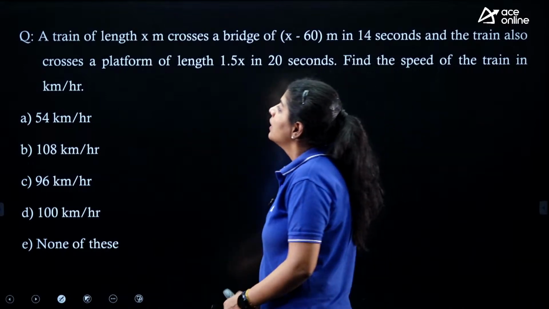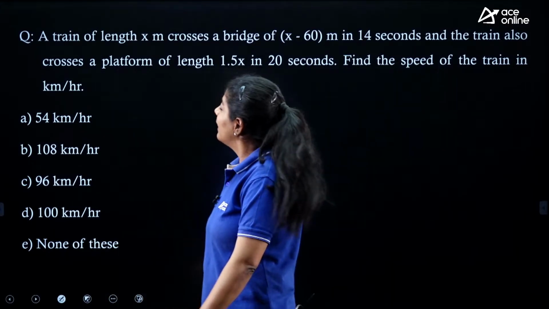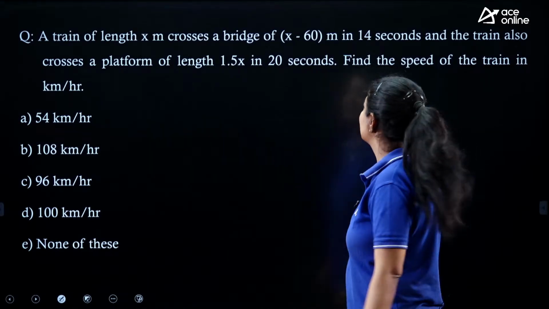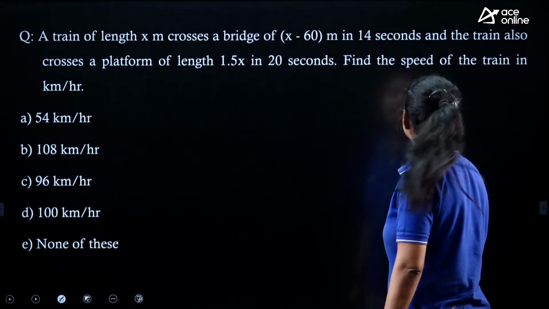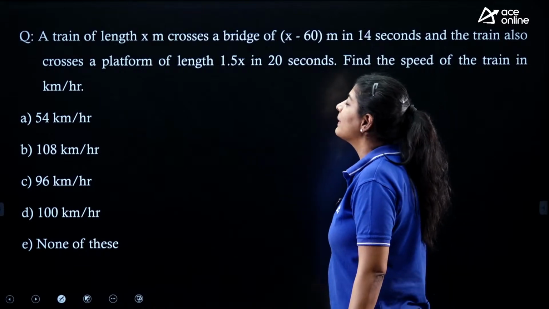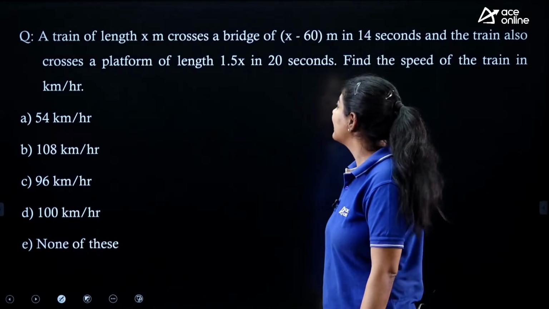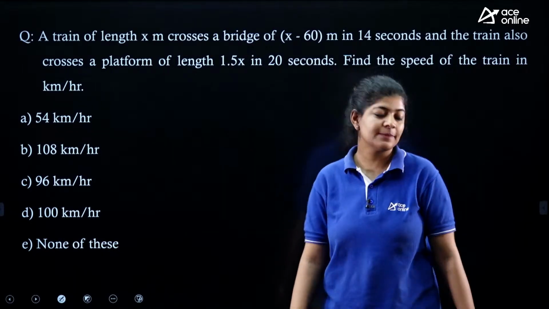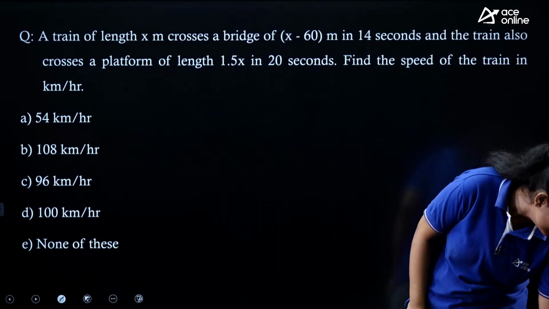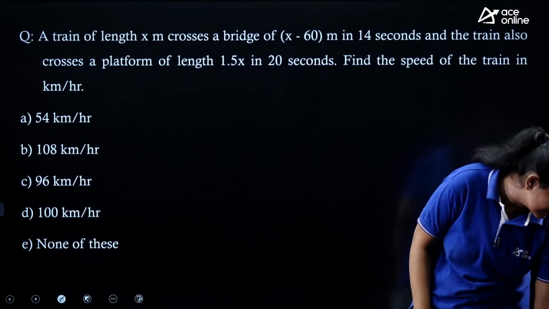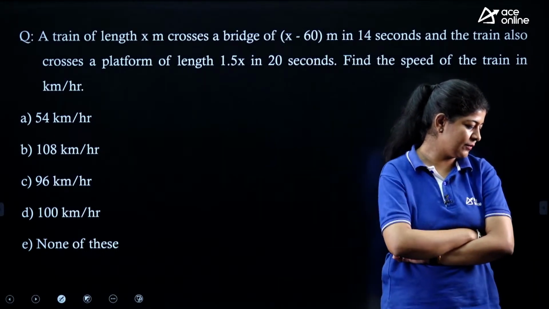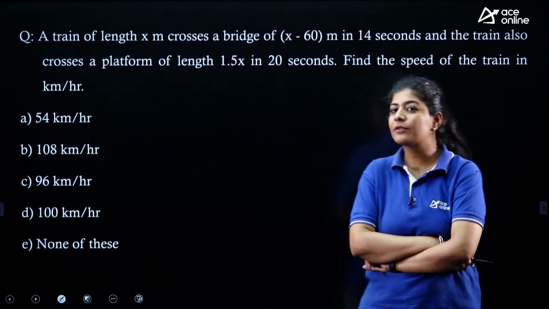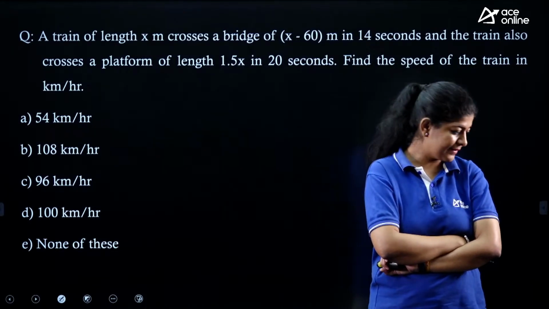Next. The next question says that a train of length x meters crosses a bridge of x minus 60 meters in 14 seconds, and the train also crosses a platform of length 1.5x in 20 seconds. Find the speed of the train in kilometers per hour. This time what we need to do? Very good, Nikhil, very good, Venkat. Now try to solve this particular question. Here we have relations and ultimately we need to find the speed of the train in kilometers per hour.